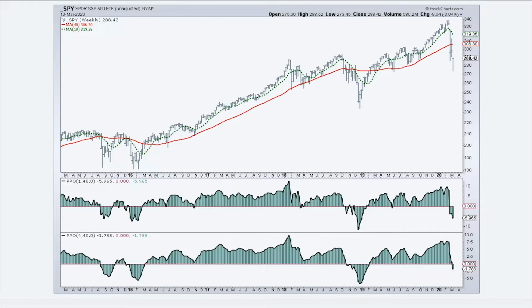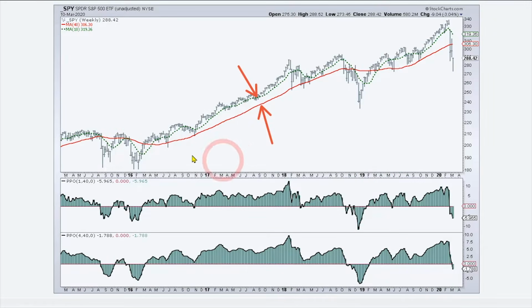Now, if we look back, just using these simple moving averages, I've got the 40-week moving average in red, the 10-week moving average in green. That's equivalent to the 50-day and the 200-day equivalent, not exactly the same. These are simple moving averages again. And the thing about moving averages is they lag.